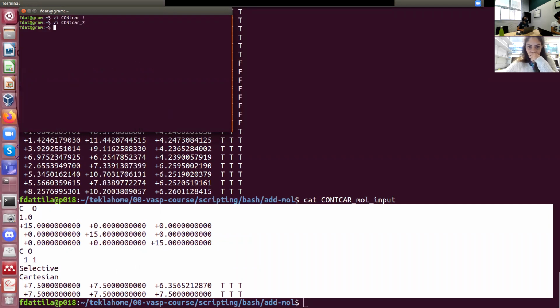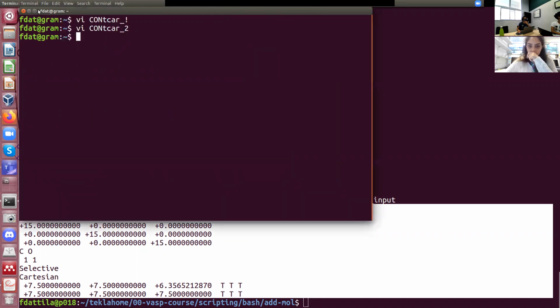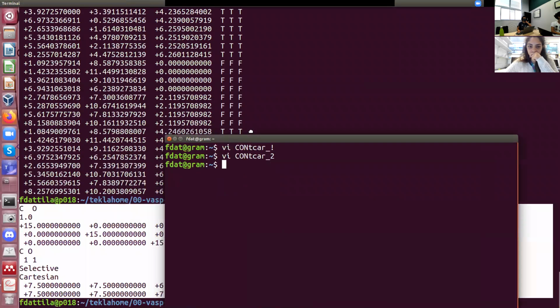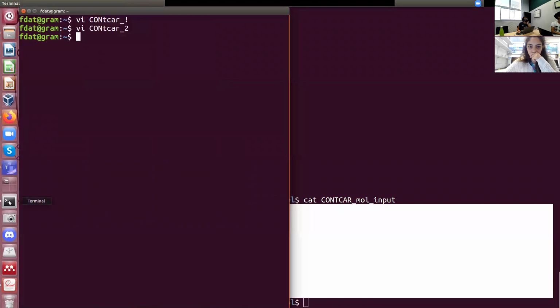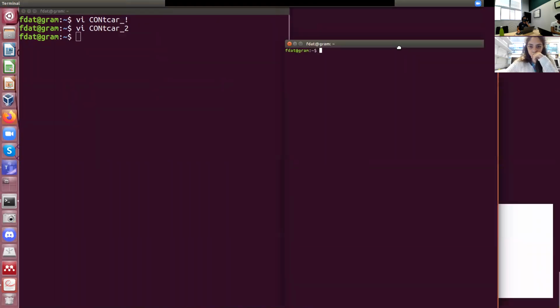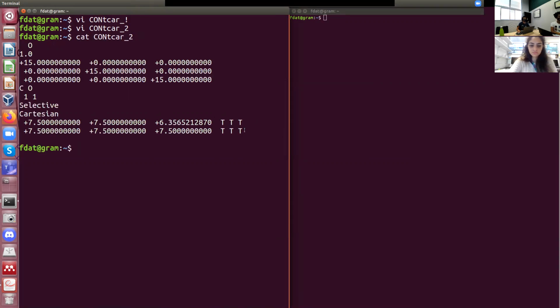Okay, so remember that whenever you run a script or make a script, the first approach is just to make sure that you're able to run the same script locally. So what you want to do in the script is to copy these two lines.